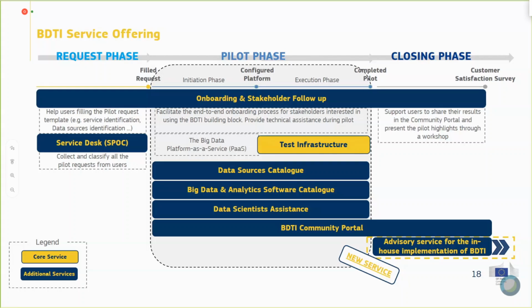So at the beginning, we have a request phase during which we collect tickets using a service desk. The service desk is our single point of contact, and through it, users can open a ticket to ask questions and clarifications in order to better understand what is BDTI or directly submit a request to run a pilot project. Together with the service desk, at the beginning of the process, we activate the onboarding and stakeholder follow-up service. This is a service through which a dedicated team supports the requesters since the beginning through all the duration of the pilot until the end of the project.